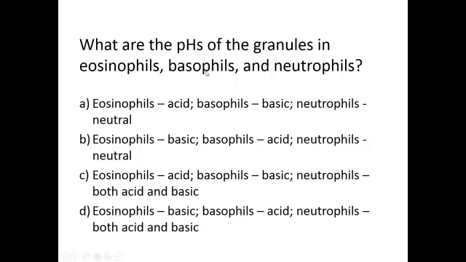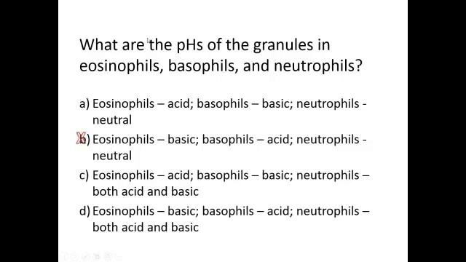So these are named by how they react to various stains. Eosinophils stain with eosin, which is an acidic stain. Basophils stain with basic stains. And neutrophils stain with a combination of both. So, does that help you answer the question?